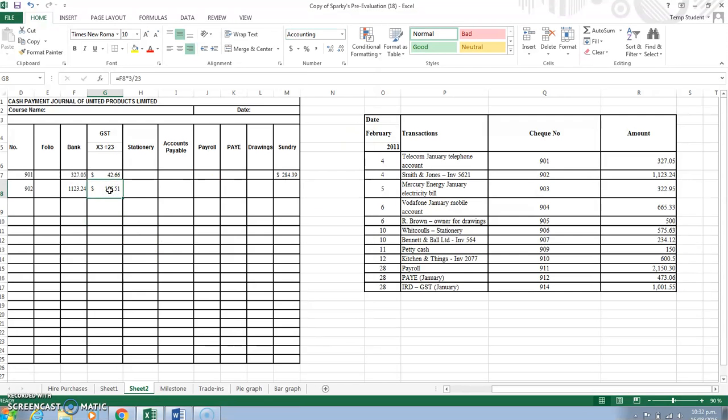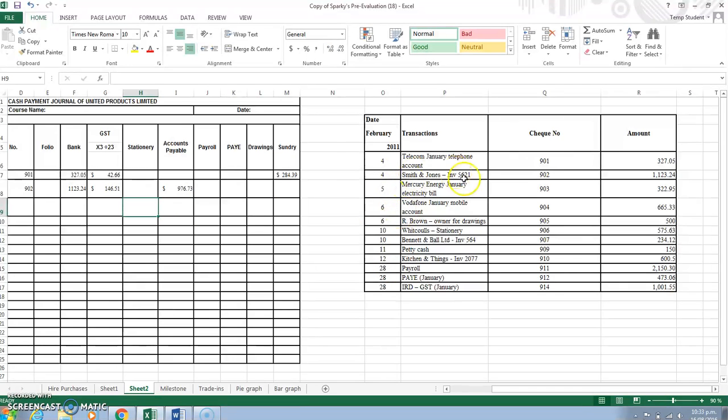Okay, cool. So again, trying to figure out where this falls under. Stationery, no. Definitely accounts payable because it's credit payments. So we're paying off our credit. So again, the rule is equal, click on your bank, minus your GST, and that's your accounts payable right there.